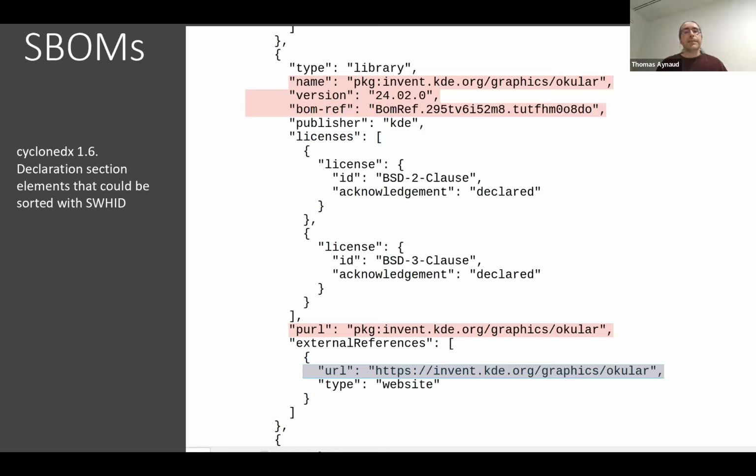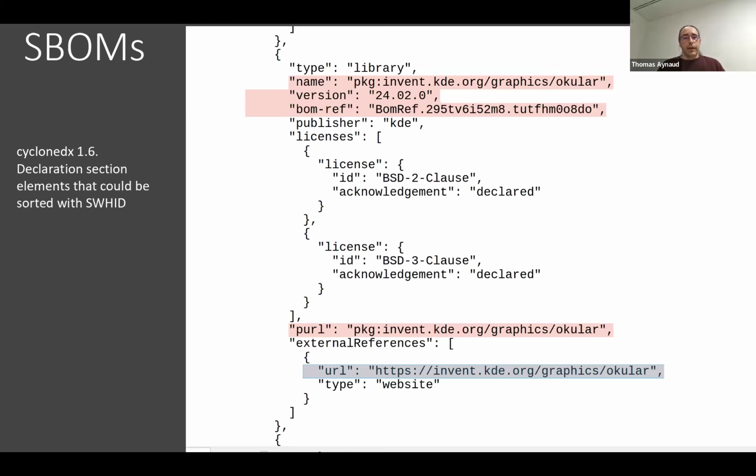Another use case, here it's more a hypothesis. I don't know if you can do that right now, but it's about SBOMs, software bills of materials. For instance, in CycloneDX, you have a declaration section, and you have to put some information about the package or the dependency, the name, the URL, the version, and so on. All this information can be sorted out with the SWHID. You can replace most of this information with the SWHID.